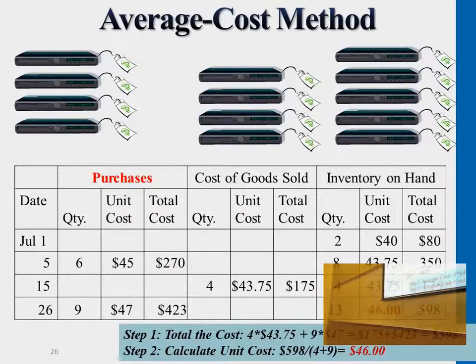Now it's always good to double check that this number has to be somewhere between these two. If you average out a number that is higher than the larger number, then that basically means there's something wrong when you calculate the average cost. So always make sure that this number, the average method, since it's already called average, has to be somewhere in the middle of those two numbers, between 43.75 and 47.